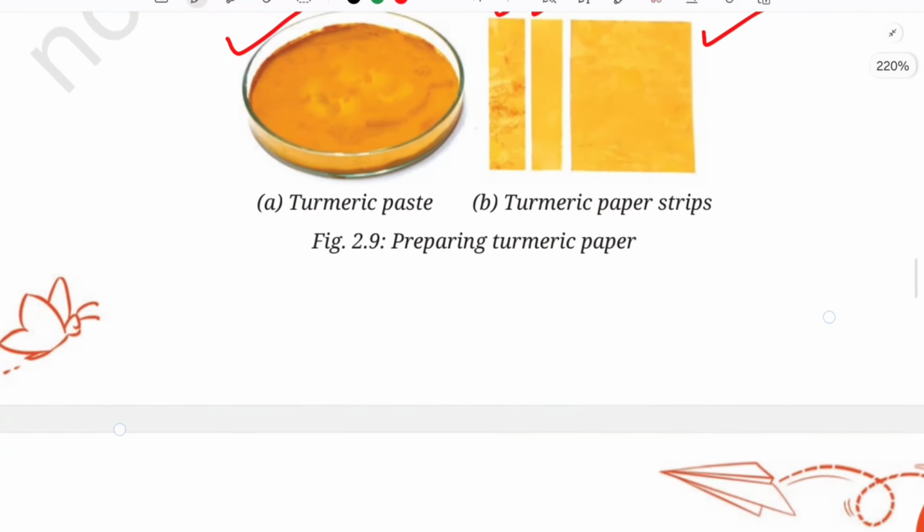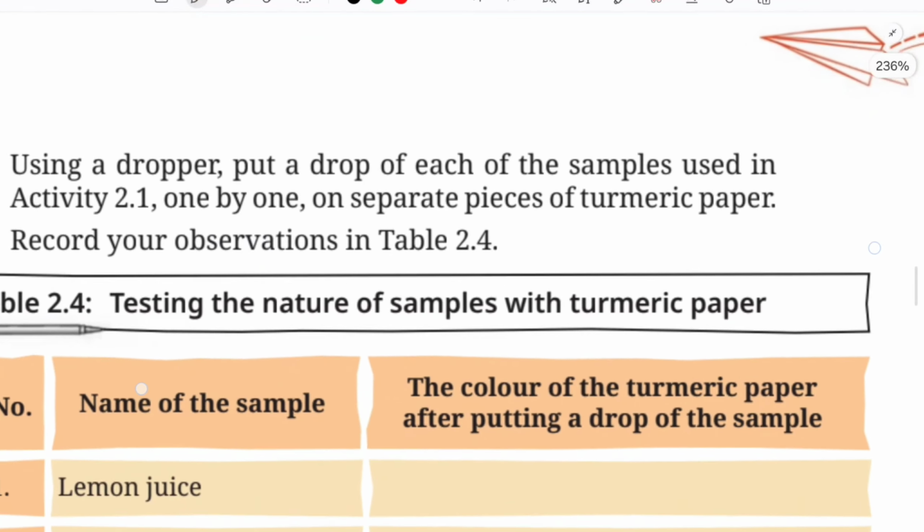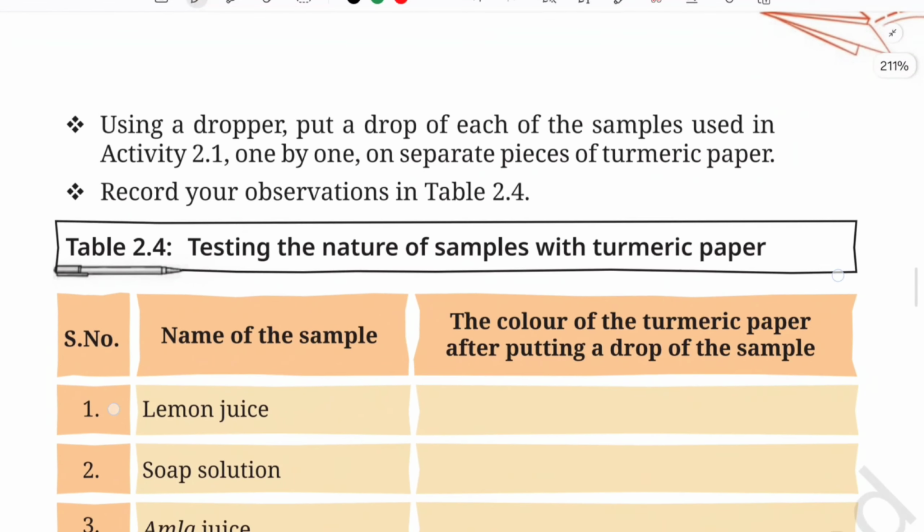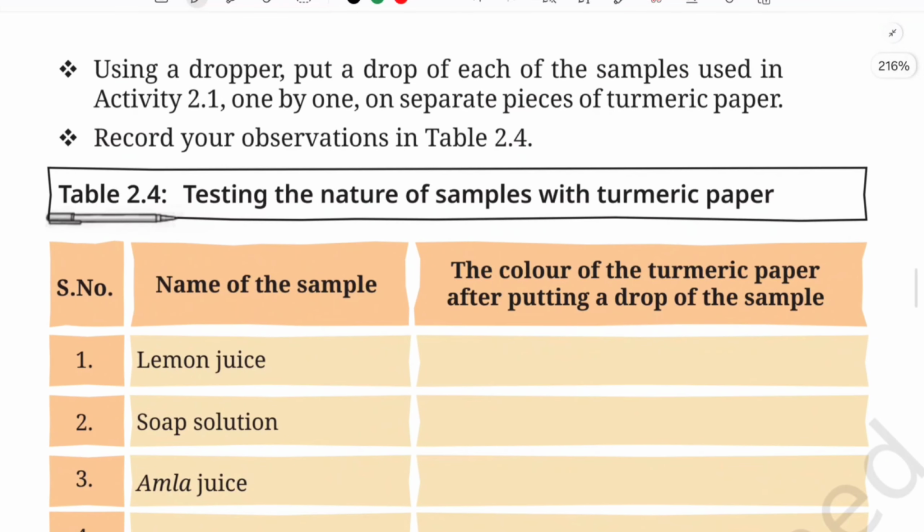Now let us see how we can test turmeric as an indicator of acid and base. Using a dropper, put a drop of each of the samples used in activity 2.1, one by one, on separate pieces of turmeric paper. The turmeric papers that we have just created, now using a dropper, you need to put all the samples. Remember the activity 2.1 which we have done: the samples of lemon juice, amla juice, soap water, washing powder, vinegar. We have so many solutions there.